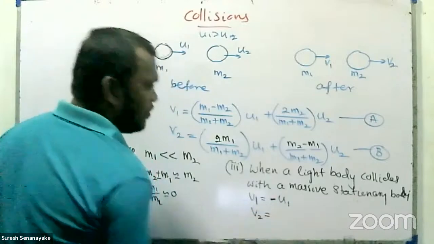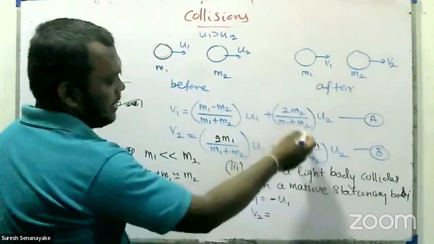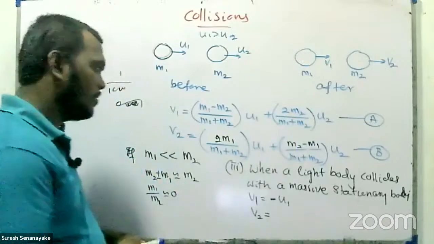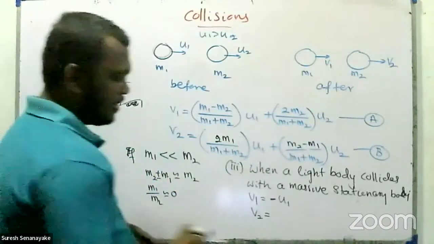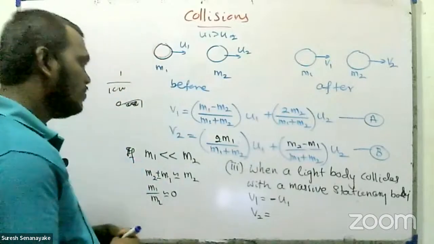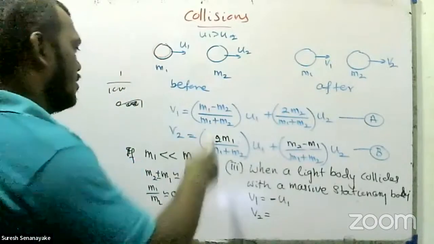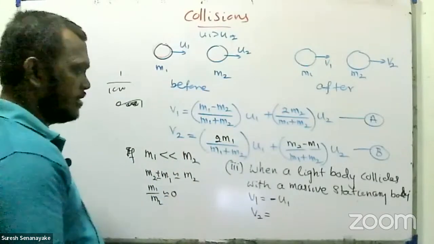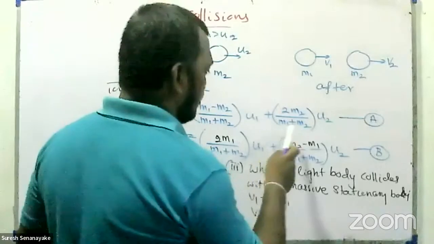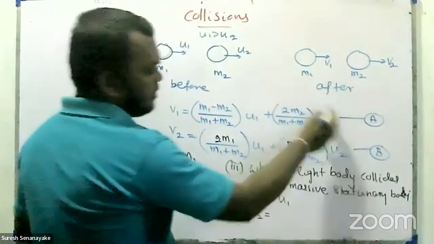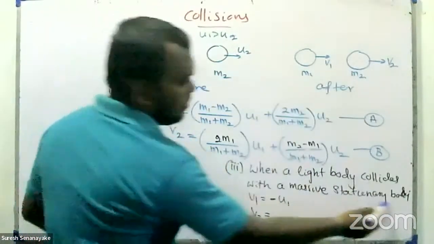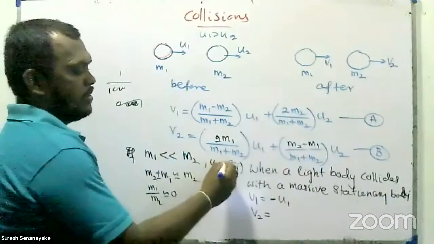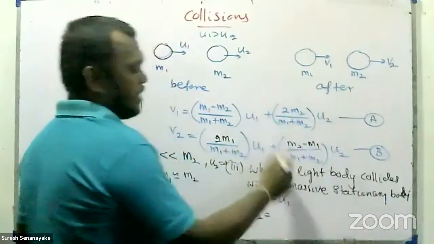And V2 we can, because this one will be 1. So sorry, M2 divided by M2 here, that's 2 units, right? Correct? This M2 is this. Yeah, it's minus 1. And here the stationary body, this one is 0, right? This is the stationary body. So U2 is 0. Here U2 is 0. So then this part also becomes 0.